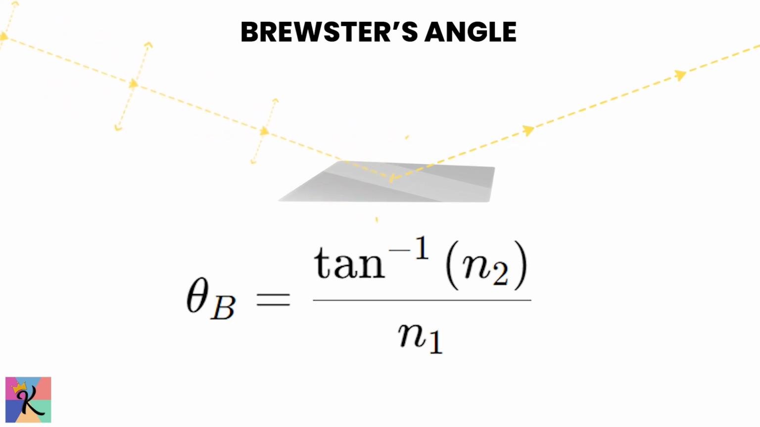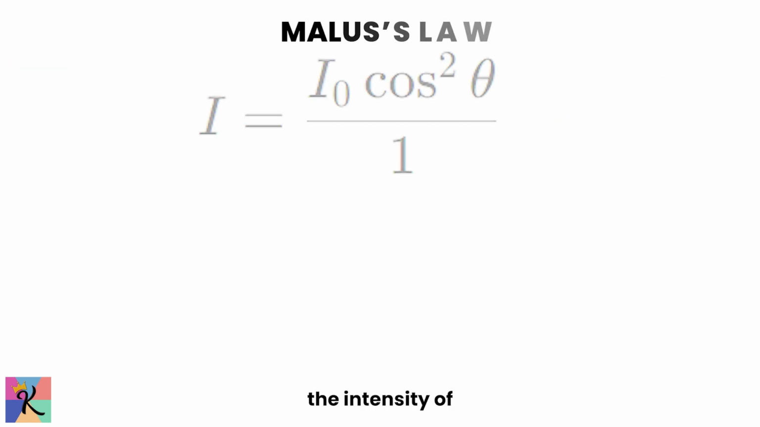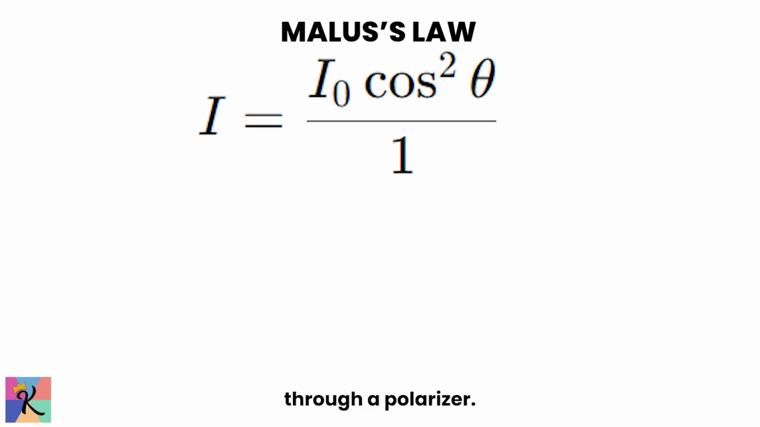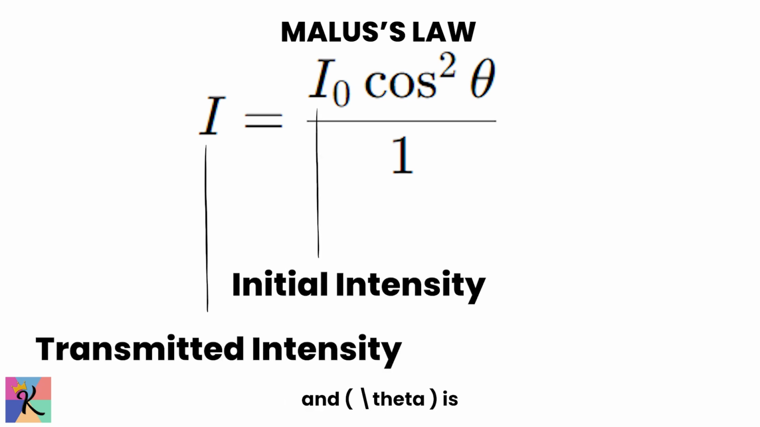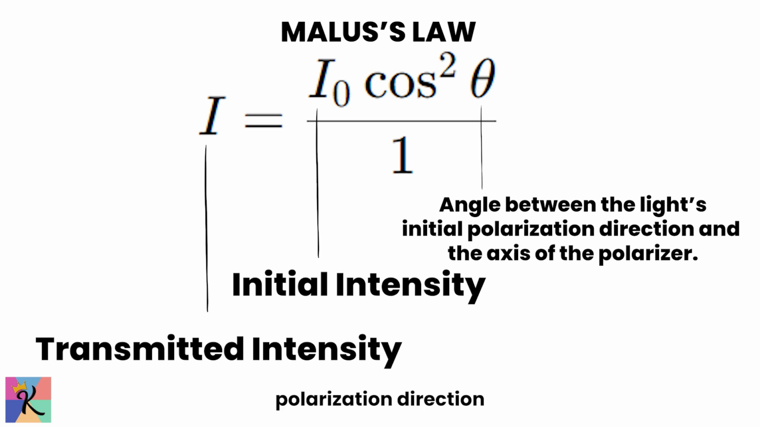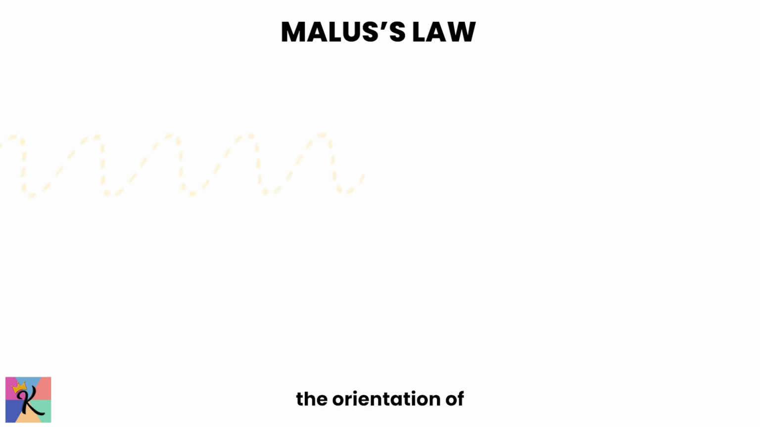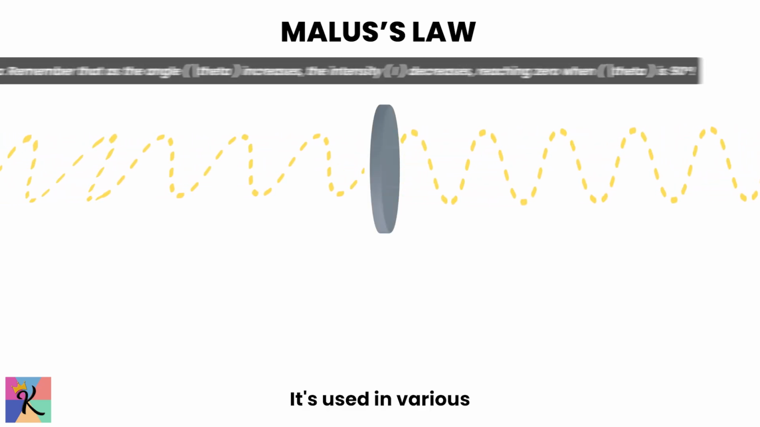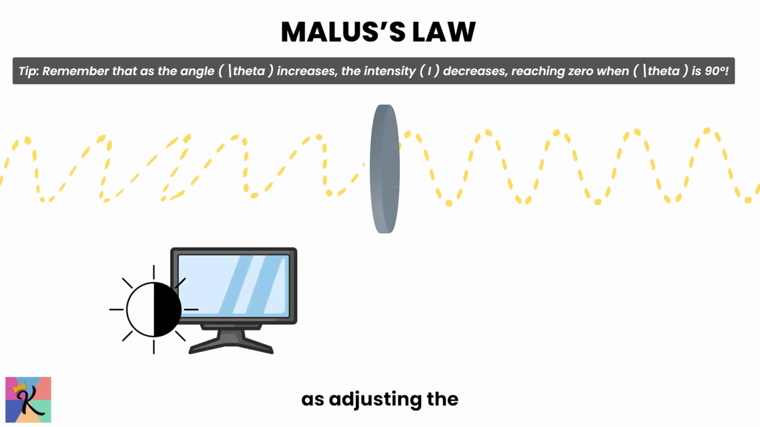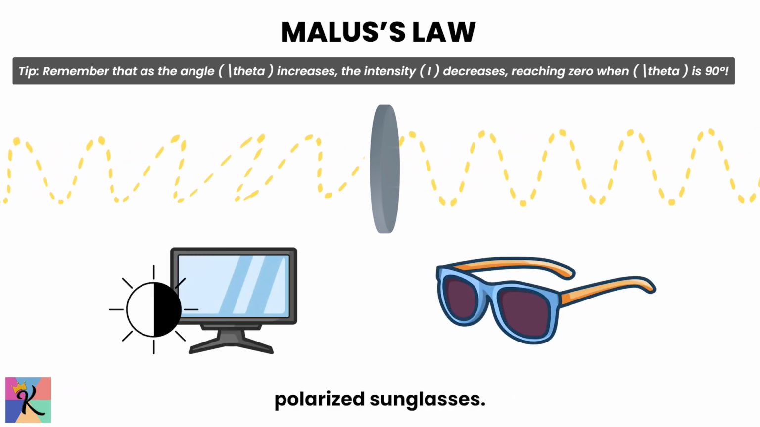photography to reduce glare. Malus's law describes the intensity of polarized light passing through a polarizer. The equation is given by I equals I0 cosine squared of theta, where I is the transmitted intensity, I0 is the initial intensity, and theta is the angle between the light's initial polarization direction and the axis of the polarizer. This law is crucial for understanding how the orientation of a polarizer affects the amount of light that passes through. It's used in various applications, such as adjusting the brightness of LCD screens and in polarized sunglasses.